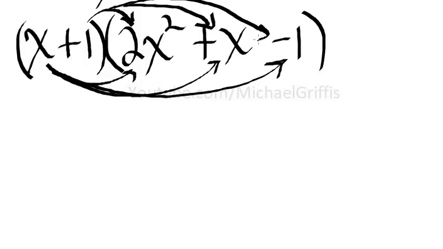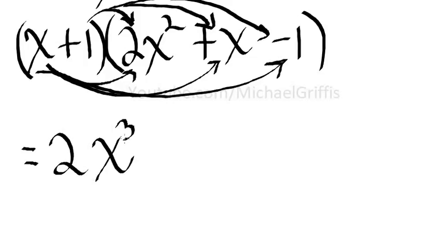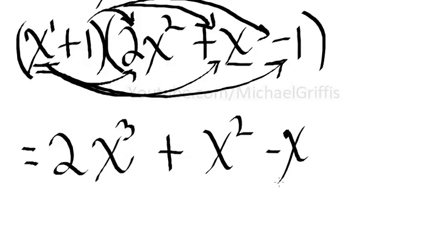Okay, so let's start with the first one. We have x times 2x squared. That's going to give us 2x to the third. Remember, this is to the first power, and we're adding them. Plus x times x is x squared, and then x times that 1, which is minus 1, gives us minus x.